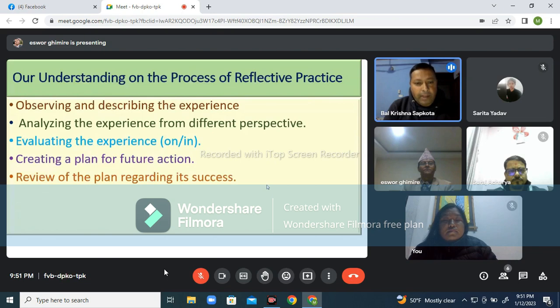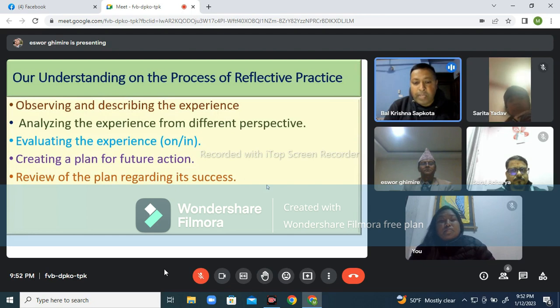And finally, the next thing is creating a plan for future action. This step involves using the knowledge gained from the reflection to create a plan for future action to address similar situations. And finally, we have reviewing the plan. The final step is reviewing the plan. It means that this step involves re-evaluating the plan after a certain period of time to see if it was successful or not, and if any adjustments need to be made.